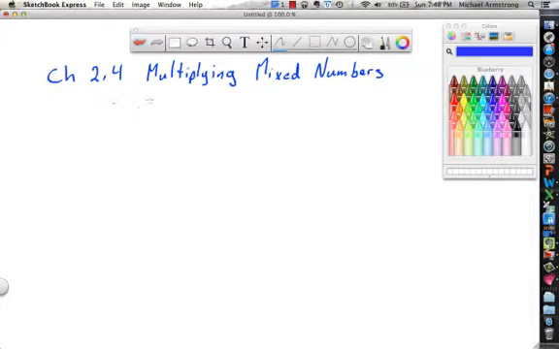Okay, chapter 2.4, multiplying mixed numbers. Basically, we have two methods that we're going to talk about today anyway. First method is using the distributive property.